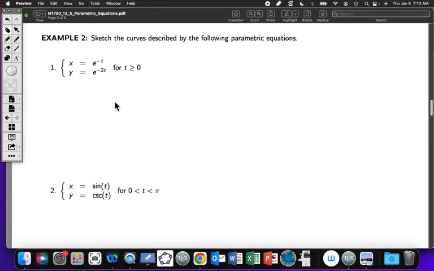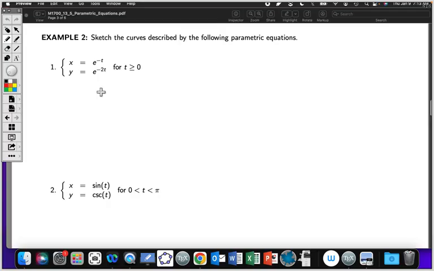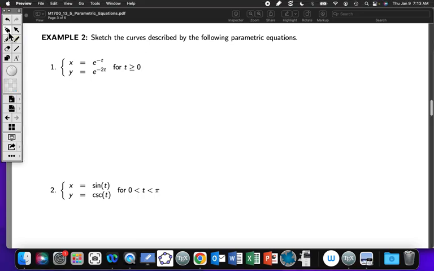So let's look at a couple more of these curves. We can plot some points and try to see what curve it lives on. Let's take a look at number 1 here. X is e to the minus t, y is e to the minus 2t, and this is for t bigger than or equal to 0. Now we know with great exception that outputs from exponential functions are going to be some zany decimals. So let's take a look here.